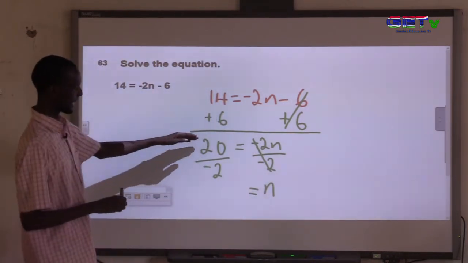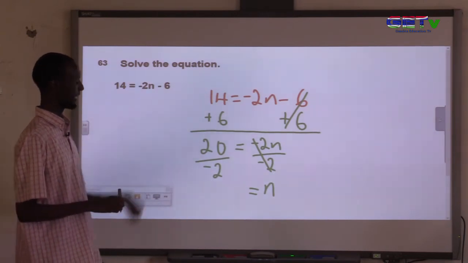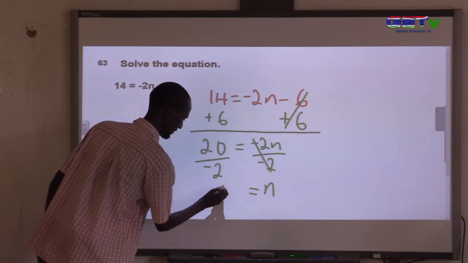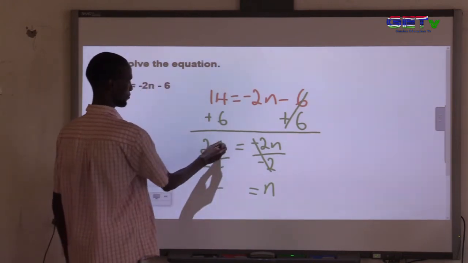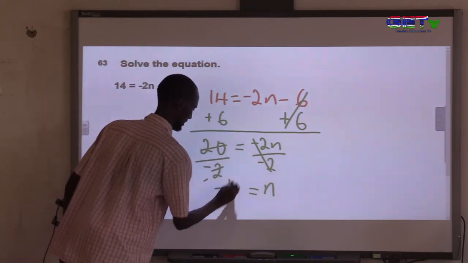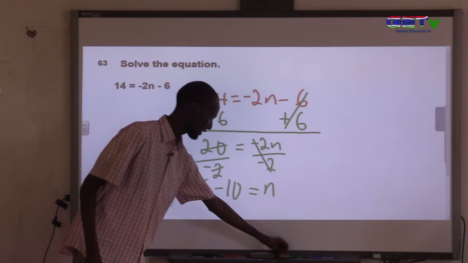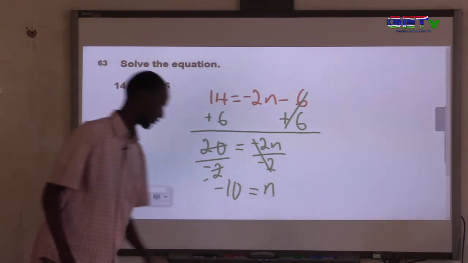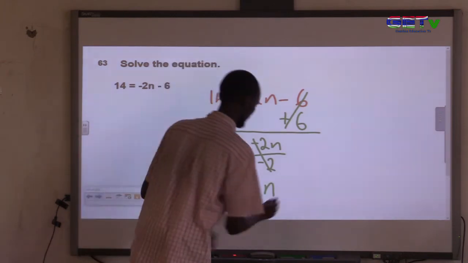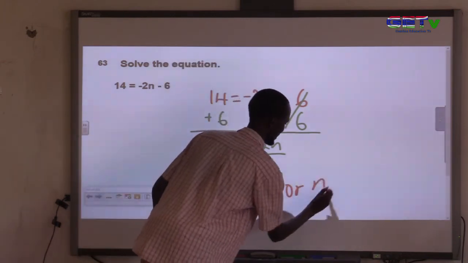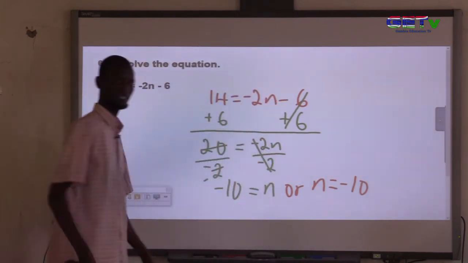The 20 on this side is positive, the 2 is negative. You divide a positive by a negative, you have a negative as your answer. 2 into itself will be once, 2 into 20 will be 10 times. So in the end, your answer is negative 10 equals n, or if you prefer to write it, you can say n is equal to negative 10. They are one and the same.